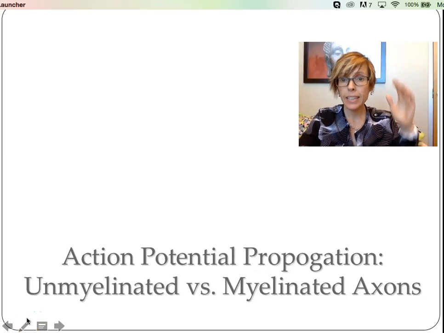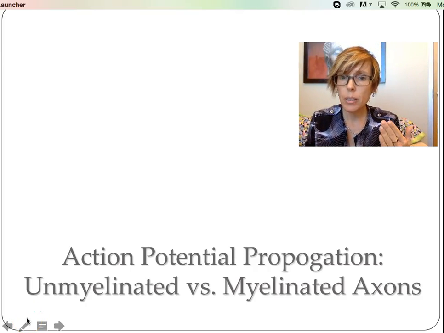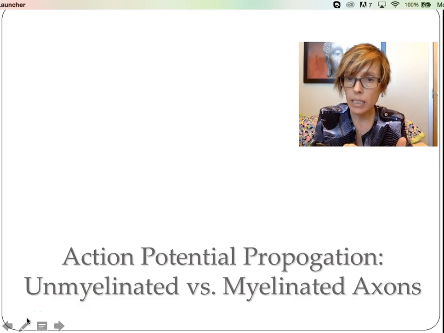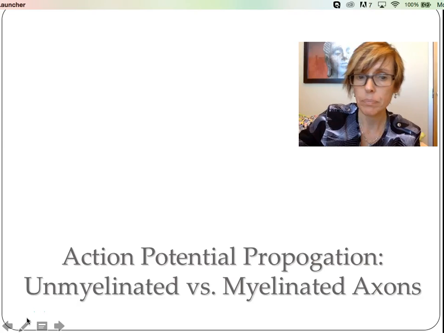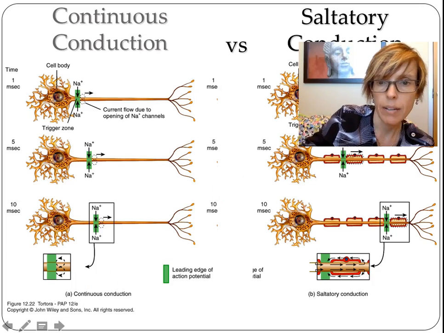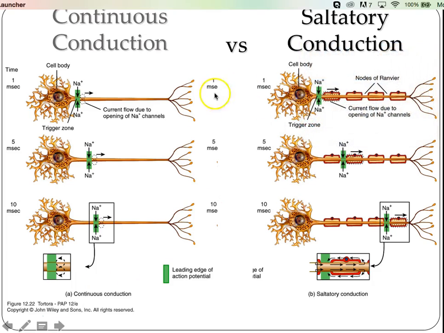All right, welcome back. So now we're going to talk a little bit more about action potentials and how they propagate. So the difference between unmyelinated versus myelinated axons. All right, so when we talk about an unmyelinated axon, take a look at this.